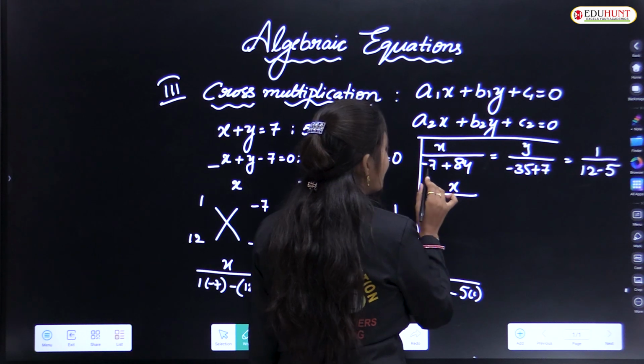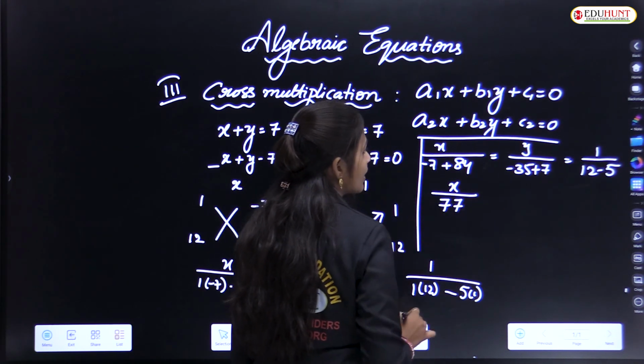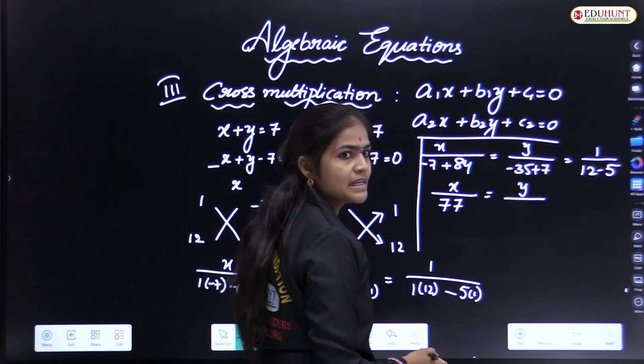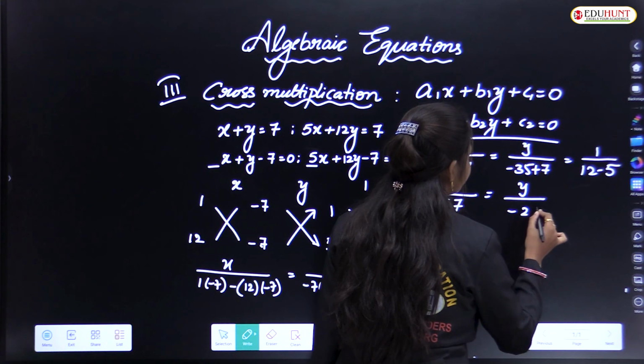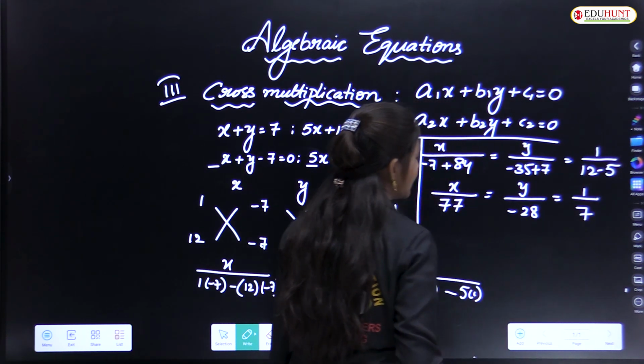X by minus 7 plus 84, which is equal to plus 77. Okay, so which is equal to y by minus 35 plus 7. So what is that value here? Minus 28, which is equal to 1 by 12 minus 5, which is equal to 7.